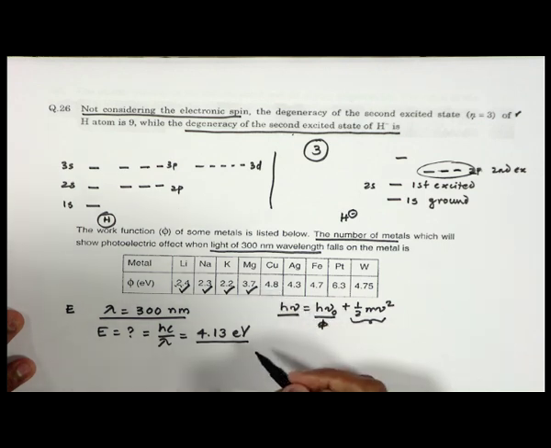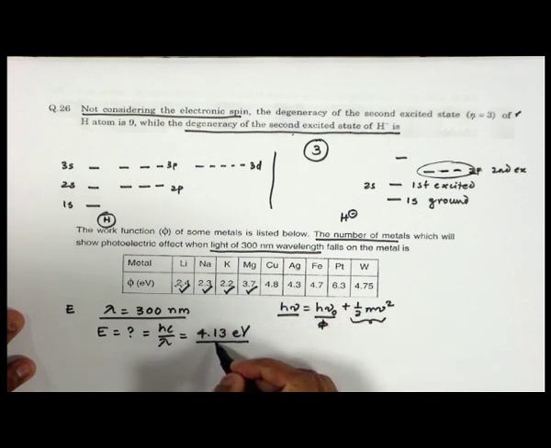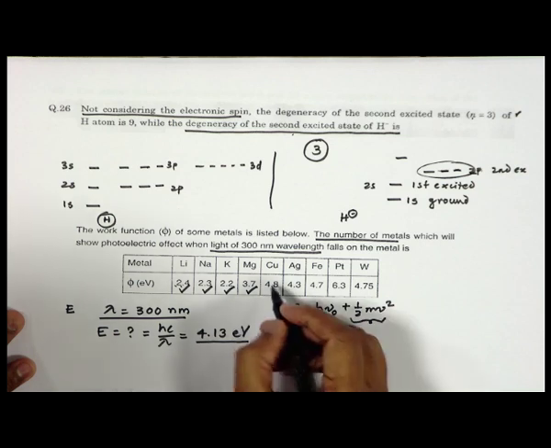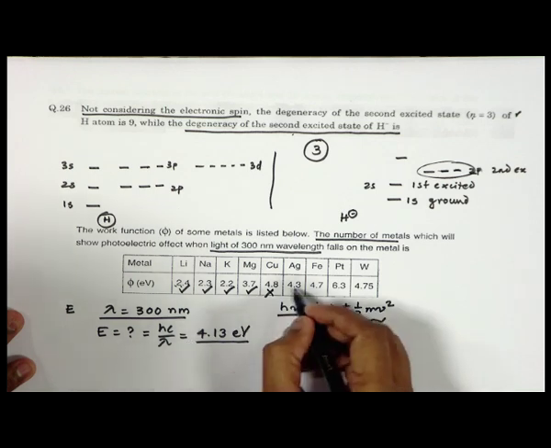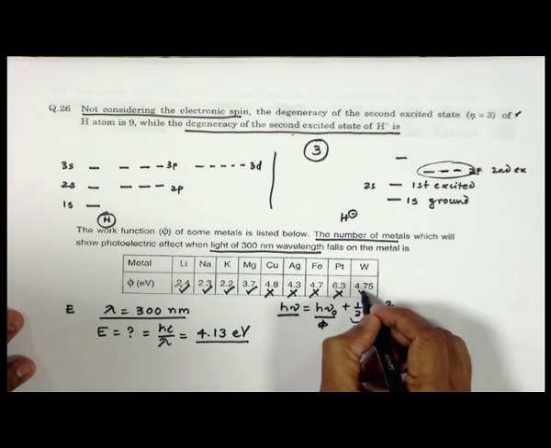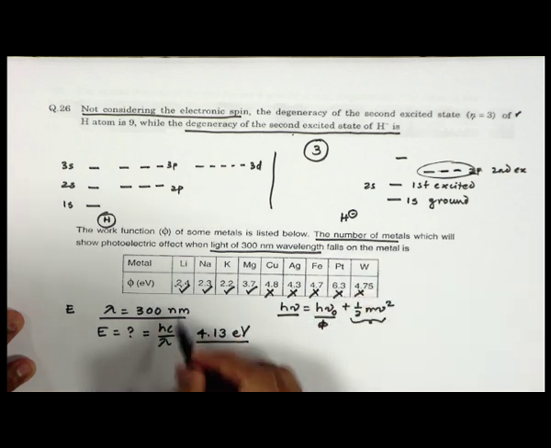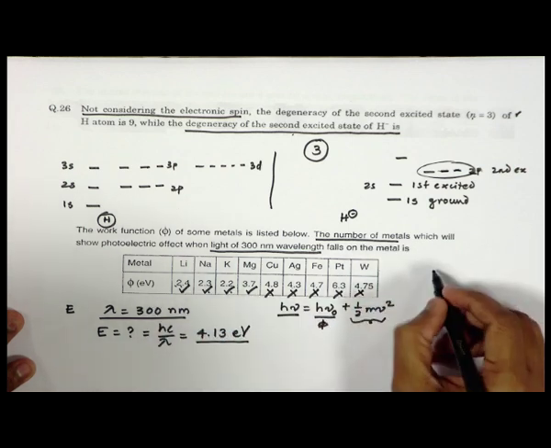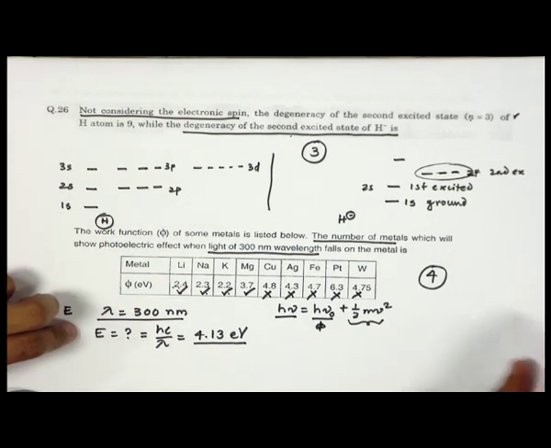When I look at copper, it has got 4.8 electron volt, and I have got only 4.13 electron volt from this radiation, from the photon. So, this cannot remove a photoelectron. 4.3 is greater than 4.13, it cannot. 4.7 again cannot. 6.3 is way high, cannot. 4.75 it cannot. The question is to find out the number of metals which will show photoelectric effect. So, I can see 1, 2, 3, 4, only 4 metals will show photoelectric effect when I supply this radiation.